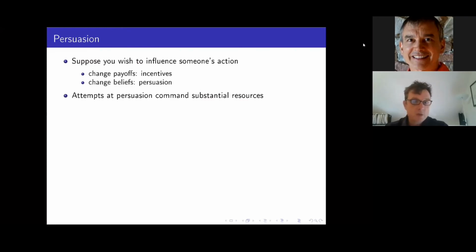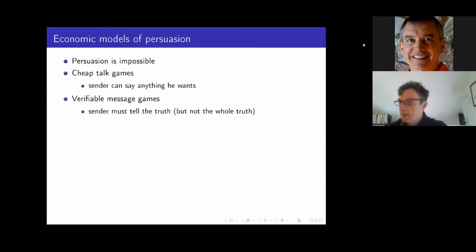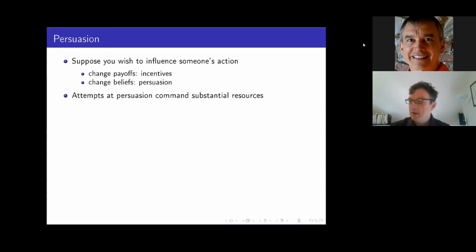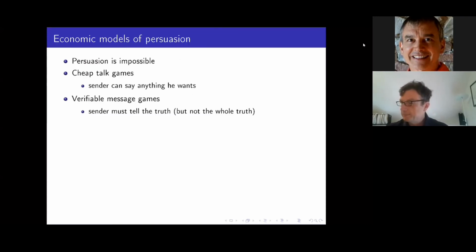Now, attempts at persuasion command substantial resources, right? So you can just ask yourselves, where is persuasion used? Much of marketing is basically an attempt to provide, or think about advertising as basically providing information to steer a recommendation. But of course, many other forms of policies, information policies, are meant to steer actions, to influence some actions. Okay.